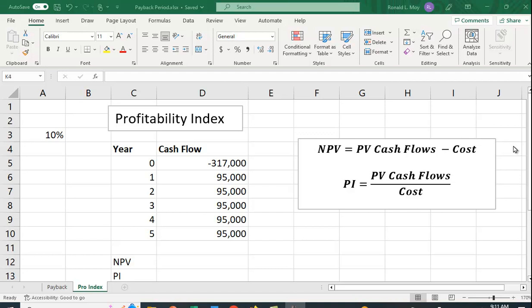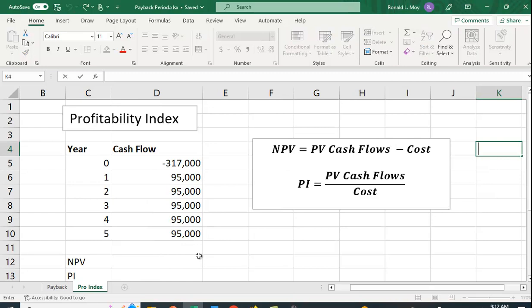They're very similar. If you look at the equations I've listed here, NPV is equal to the present value of the cash flows minus the cost. What this does is it tells you how much more you're taking in versus how much it's costing you to do the project. So it tells you how much you're increasing the value of the firm by. The profitability index is the present value of the cash flows divided by the cost. What this does is it tells us how much we're earning per dollar spent on the investment. So let's calculate both of these and we'll discuss these.